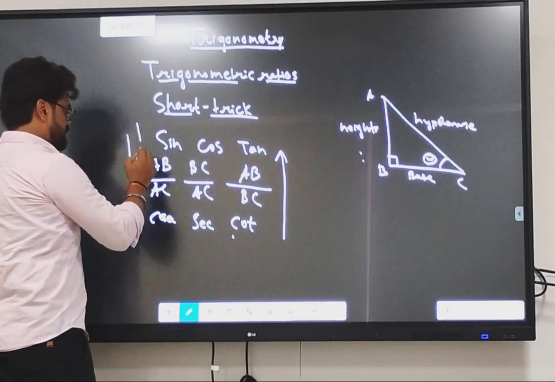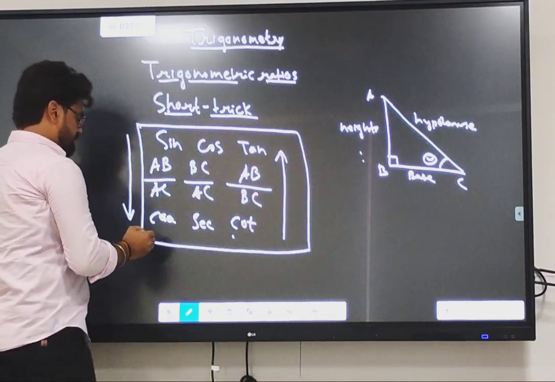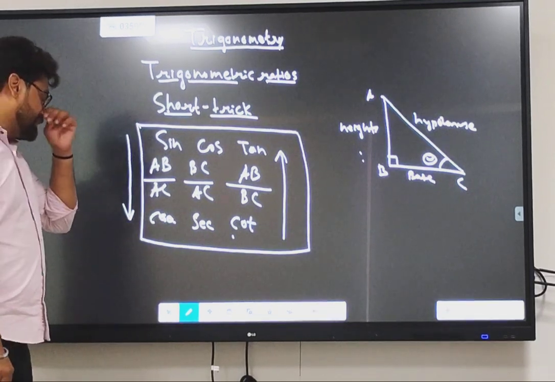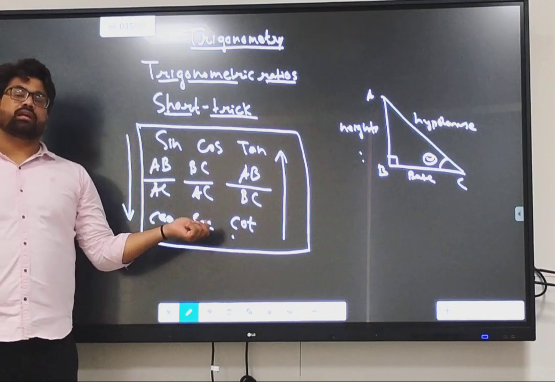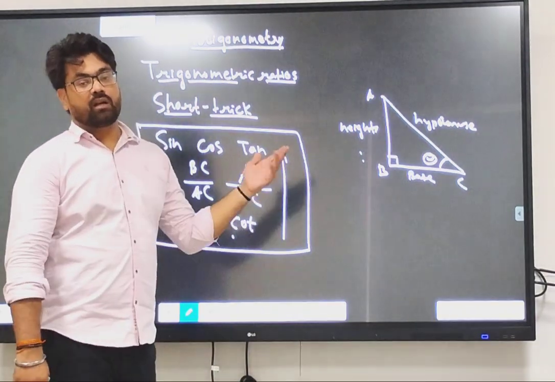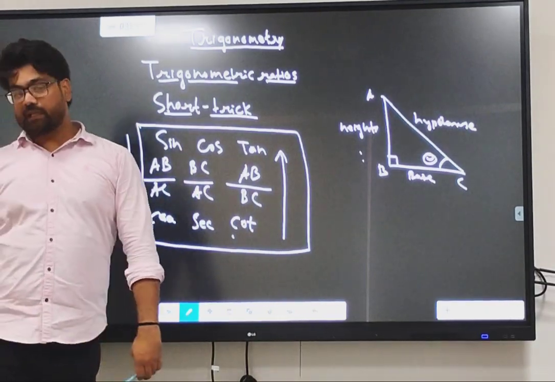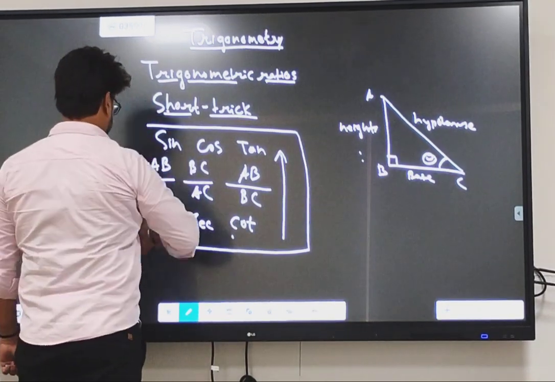Okay, so let me put this in a box. This is the short method to learn all the ratios. Basically, if you remember sine, cos and tan, then cosec, sec and cot will automatically be remembered. So this is the short trick in which we can learn all these ratios easily. Is it clear to everyone? Okay, then let's move ahead.